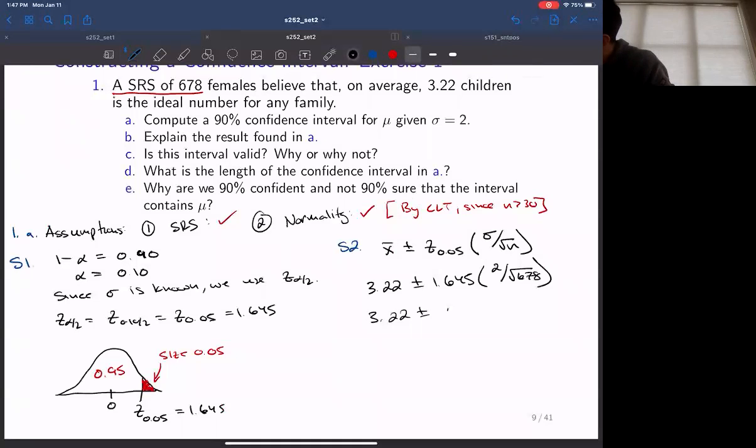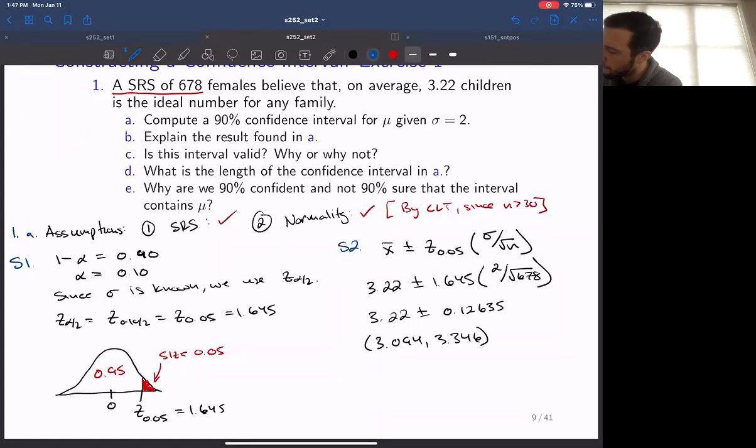Okay, plus or minus 0.12635. So this will give us roughly 3.094 to 3.346 as our confidence interval. So I'm subtracting and adding to the mean.